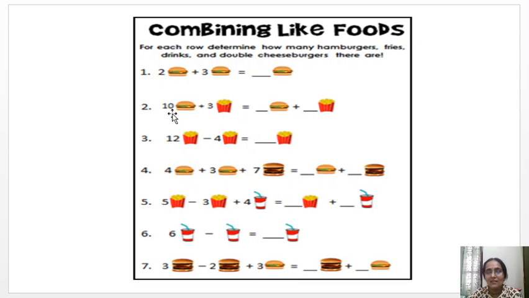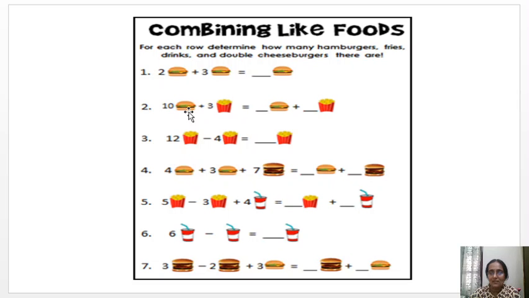I will solve only one sum. This sum is very easy and it's left to you. Pause the video and give your answers. If you can't give the answer, go through the video from the beginning and give the answer. So let me solve the second sum.